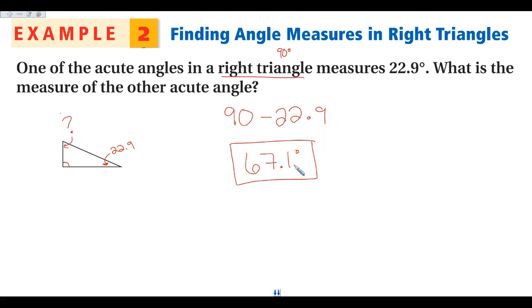Now, could you say 180 minus 90 minus 22.9? Absolutely. That would work just as well, because you know two of the three angles. This just saves you a little step. That's pretty much what corollaries do, they save you a little step here or there. So any questions on that? Go ahead and write it down now.